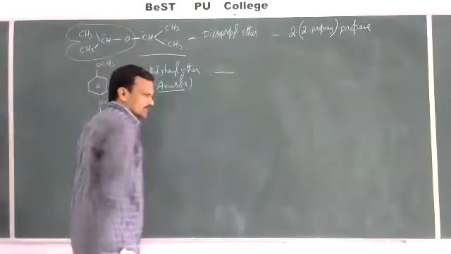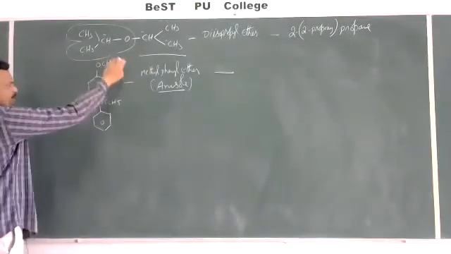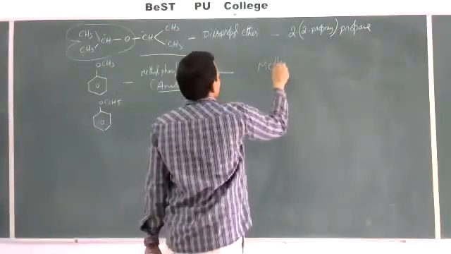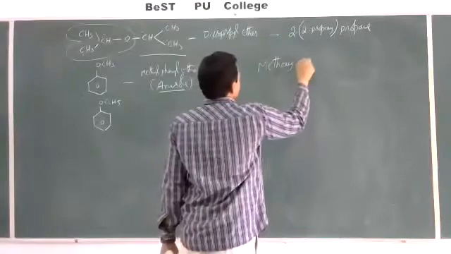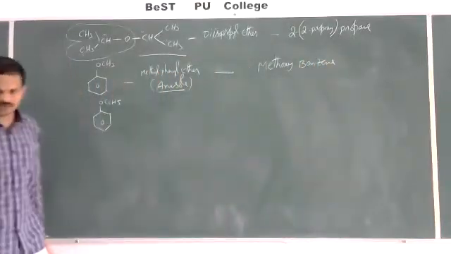Then what is its IUPAC name? Which is the smaller group among these, the methyl group? So this is named as methoxybenzene. So the IUPAC name is methoxybenzene. So methoxybenzene is the IUPAC name.